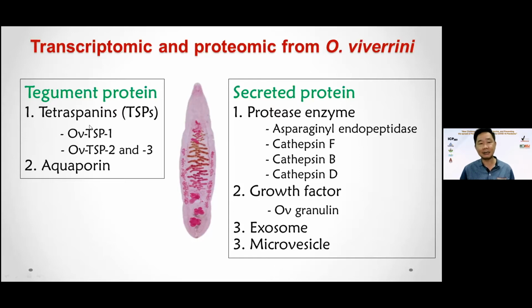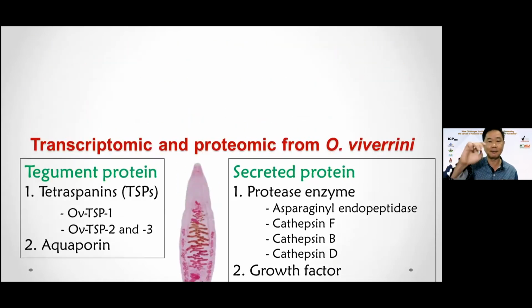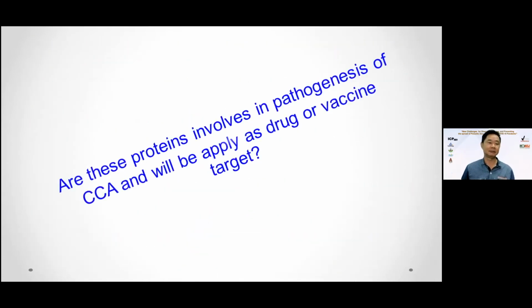So we have done RNAi experiments on these proteins to see if we can knock down their function, and whether they are involved in the pathology of Opisthorchis viverrini or not. All these proteins are already known in the literature, or we propose that they should be involved in the pathogenesis of CCA, and if we can prove that function, we can probably apply these proteins as drug or vaccine targets.